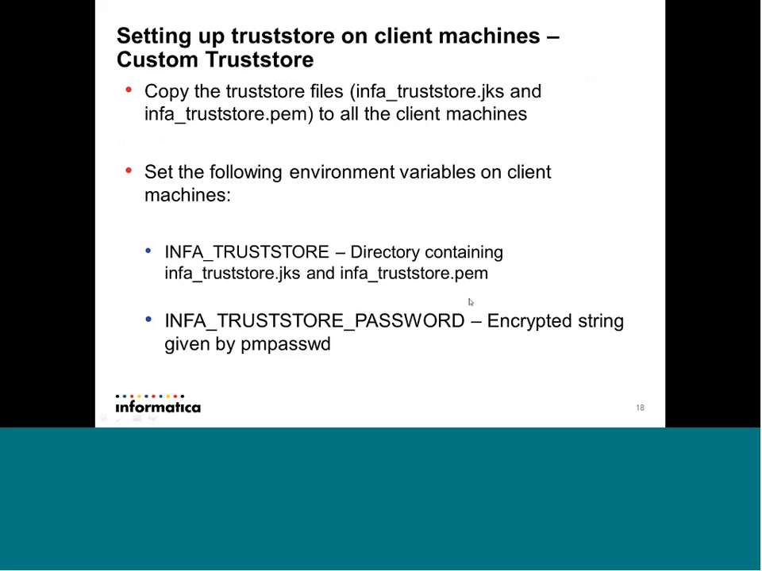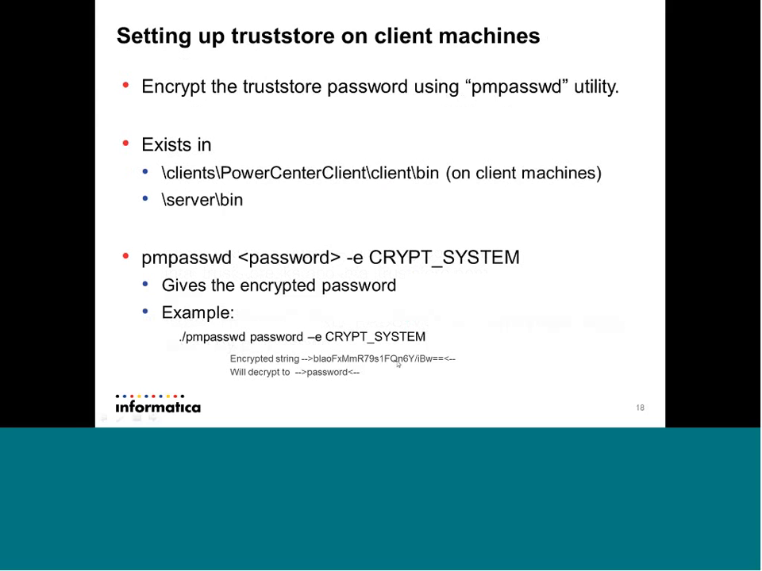On the client side, you don't need the keystore files, because you only need truststores. So you can copy the truststore files only to the client side, because you do not want to expose the keystores there. You'll copy the INFATruststore.pem and INFATruststore.jks files to the client side, and you will have to set two environment variables: INFA_TRUSTSTORE, which points to the directory containing these two files, and INFA_TRUSTSTORE_PASSWORD, which is the encrypted string generated by the pmpasswd utility, right?